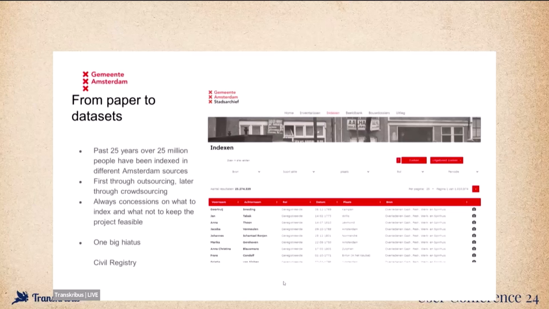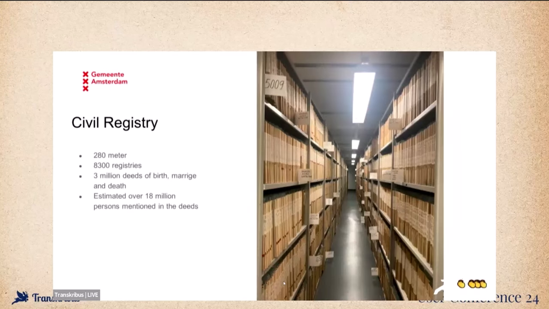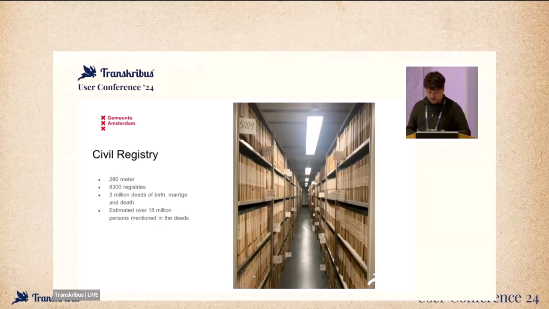hundreds of volunteers, and you have to make choices on what to index. Do we only take the names, or do we also take the occupations or other data that is in the sources? Because it's that much work, there's one big hiatus in our data set, and that's the civil registry, one of the most important genealogical sources we have. Why is it a hiatus? It's because it's so much. It's 280 meters, over 8,000 registers, over 3 million deeds of birth, marriage, and death, and over 18 million estimated persons mentioned in these deeds.